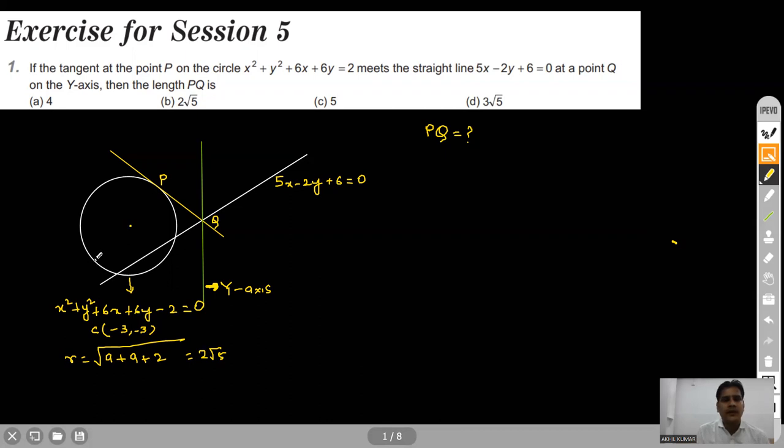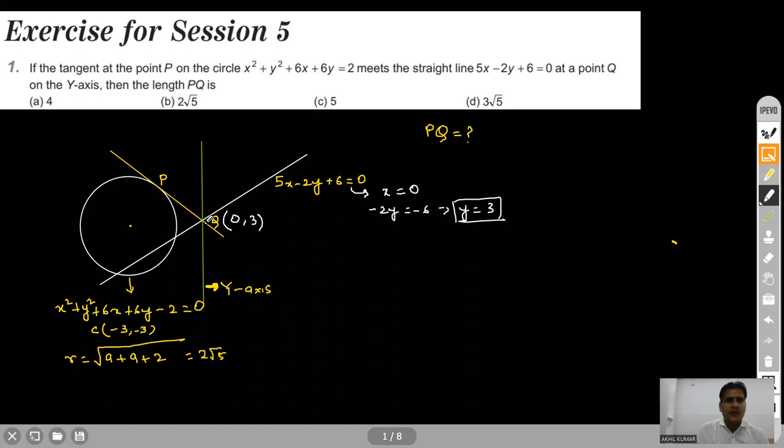So we need to find the length PQ. Okay, can we identify the coordinates of point Q? If you see the coordinates of point Q, one thing is sure that since this is lying on the y axis, so x coordinate will be 0, right? Now, how to find the y coordinate? Put x equal to 0 in this equation. So, if you put x equal to 0 in this equation, we are having minus 2y is equal to minus 6. Or we can say y equal to 3. Okay. So the coordinates of Q will be 0, 3.